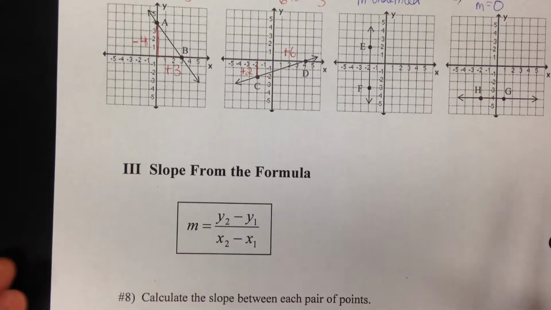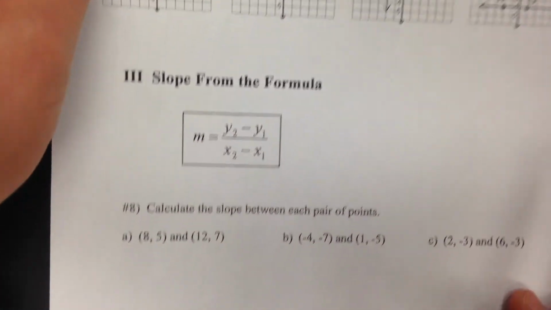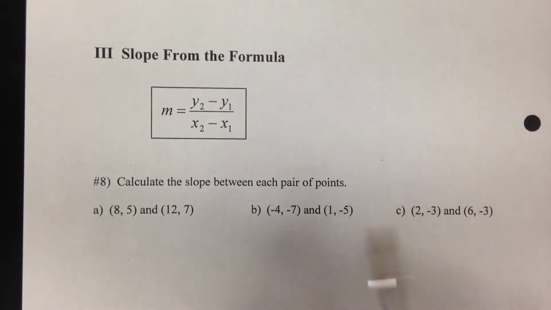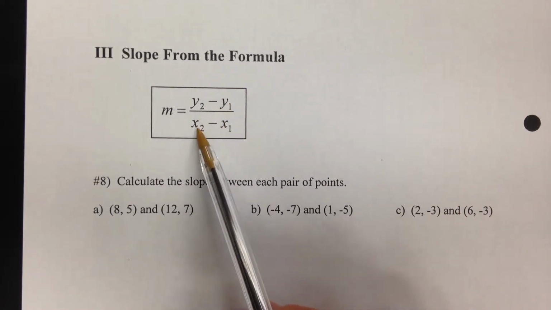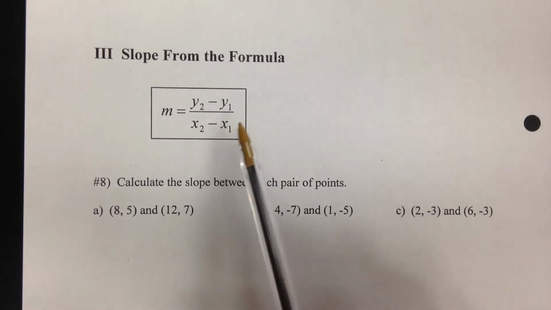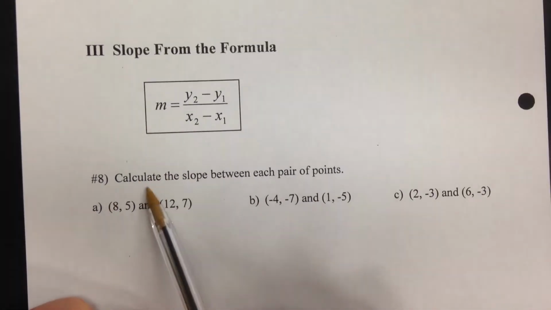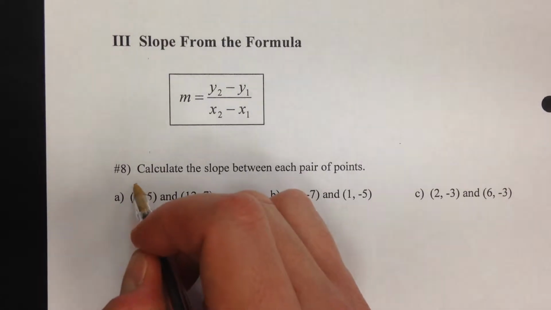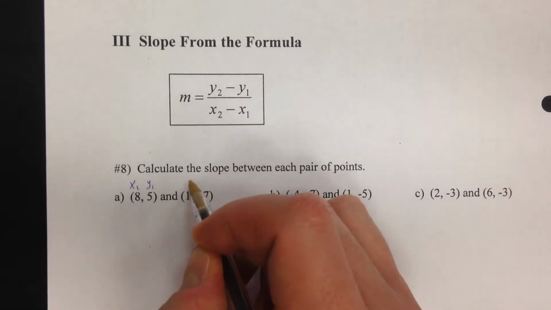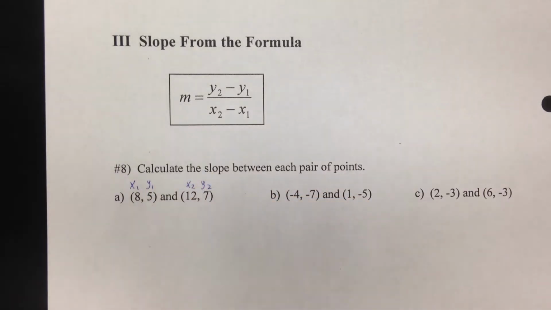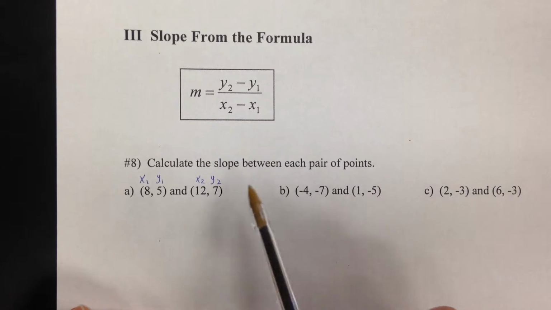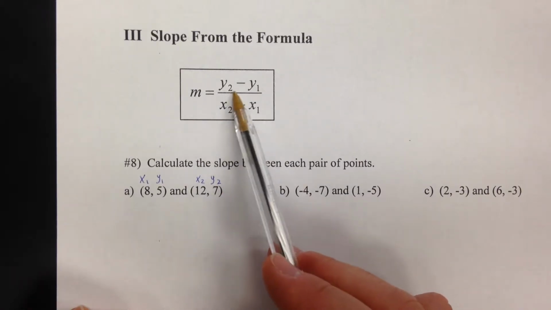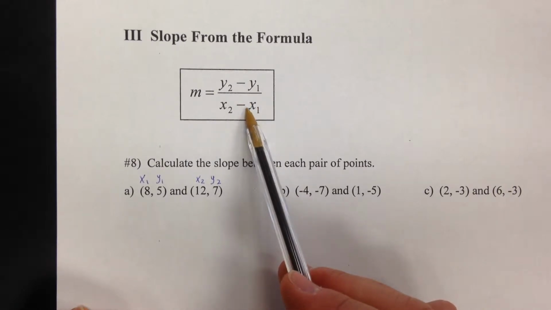All right, and then the last one here, number 3. If we have slope from the formula, the formula is y2 minus y1 over x2 minus x1. In number 8, it says calculate the slope between each pair of points. Well, when they give you 2 points, we'll say this is x1, y1, and this is x2, y2. You could graph it and count the rise and run, but it would be easier just to substitute into this formula.